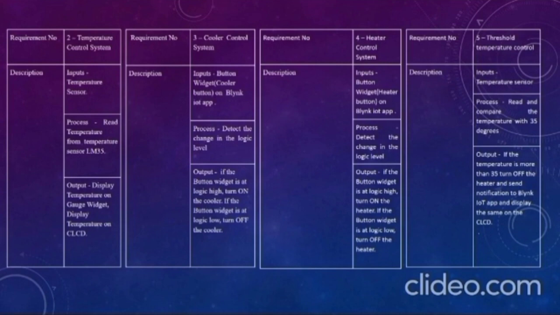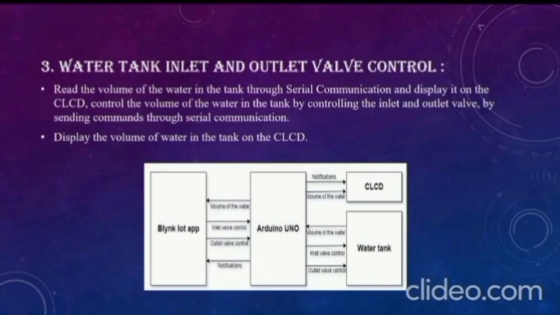Third one is water tank inlet and outlet valve control. It reads the volume of the water in the tank through serial communication and displays it on the CLCD, and it controls the volume of the water in the tank by controlling the inlet and outlet valve by sending commands to the serial communication, and it displays the volume of water in the tank on the CLCD.